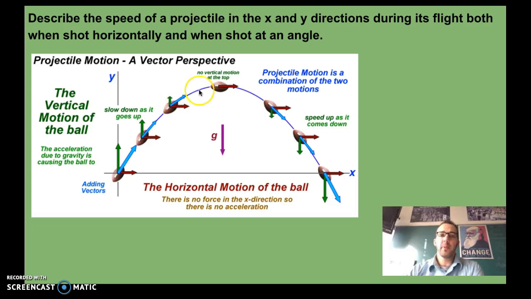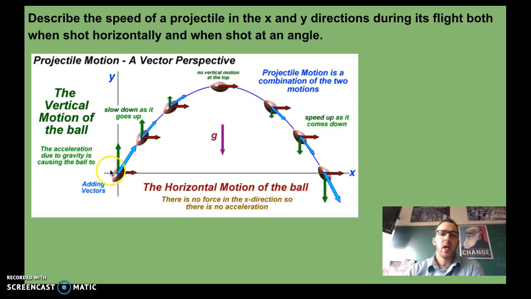What happens to the speed of a projectile in the x and y directions during its flight when it's shot horizontally or at an angle? Well, we kind of touched on this in a previous question. The red arrow represents the speed in the x direction, and the green arrow represents the speed in the y direction. Well, the x direction speed stays the same all the time. That red arrow is always the same, whether it's launched at an angle or if it just starts here and is fired horizontally, because there's no force trying to slow down the football, pushing back to the left.